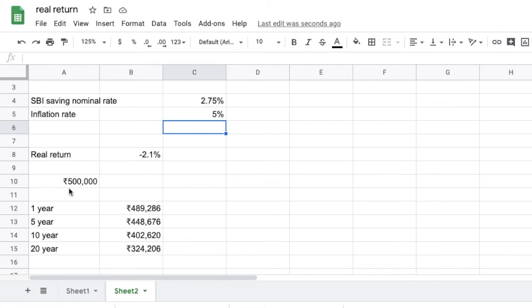Now if you want to keep the real value of 5 lakh intact, you should at least invest where you get 5%. Now if you get 5%, your 5 lakh would remain the same. And if you want to generate more return, then your nominal rate should be more than your inflation rate. Let's say if you get 6% return, then your 5 lakh would be 5 lakh 4,000 by end of first year. And by end of 5 years, your real value of 5 lakh would be 5 lakh 24,000. And by end of 20 years, it would be 6 lakh. So the only way to get positive real return is when you are able to beat the inflation.